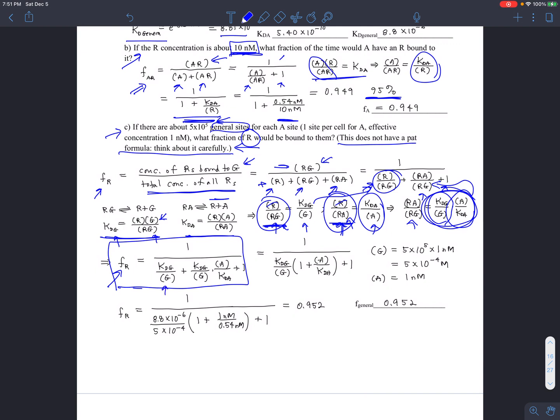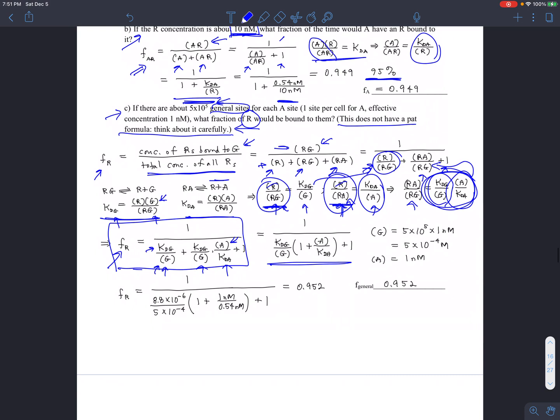It's Kdg over G. We know Kdg, we know G. We know A and we know Kda. And you can simplify it a little bit, but you don't really need to at this point. The general concentration is 5 times 10 to the 5th times 1 molar, not nanomolar, right? It says 1 site per cell, effective concentration of 1 nanomolar. And the A itself is just 1 nanomolar. Plugging those numbers in, we get 0.95.